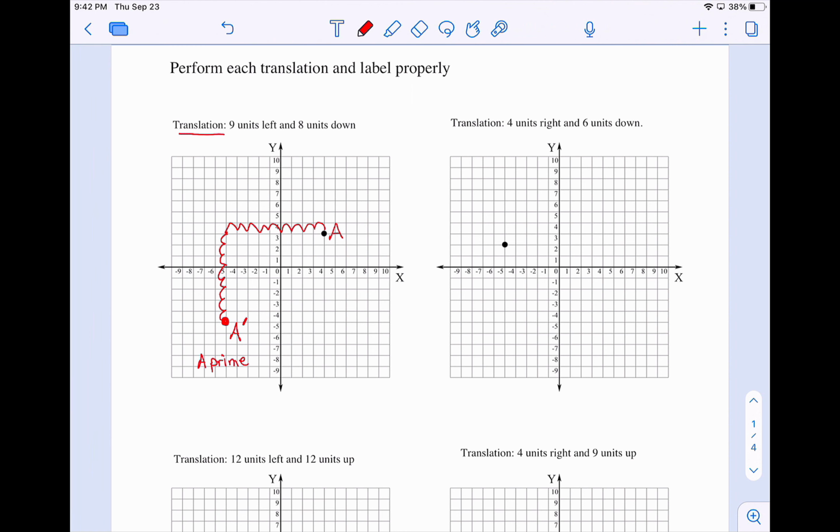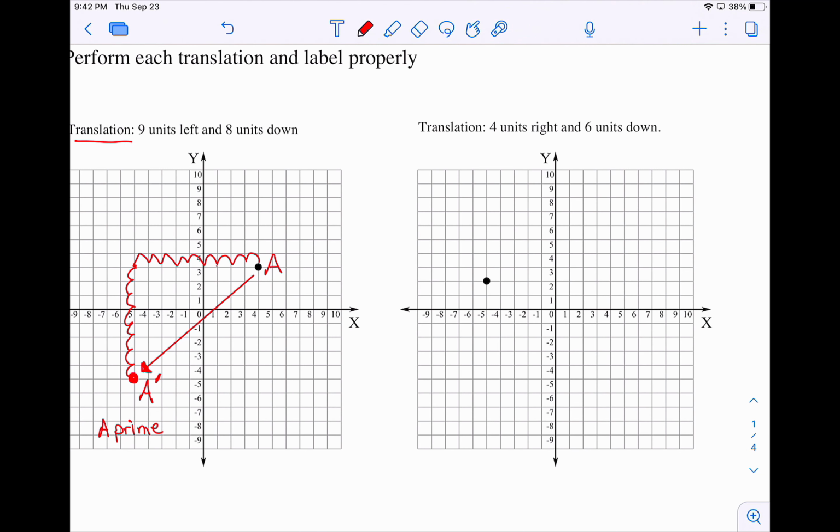Now the one last thing we do when we're labeling this is we're going to draw a translation arrow from the original to the new image. So we draw a little arrow from the original A point over to A prime. And now we've completed the translation and we've labeled it properly. So let's see another example here.